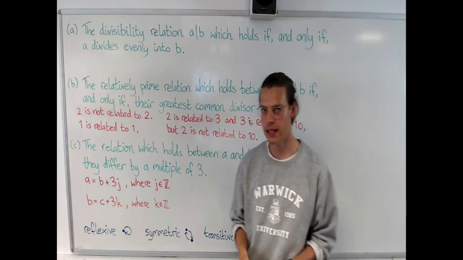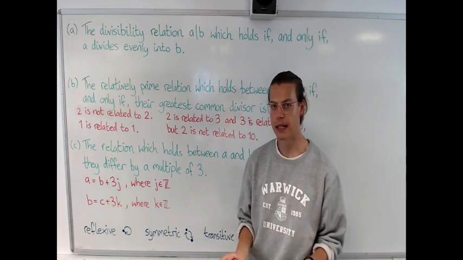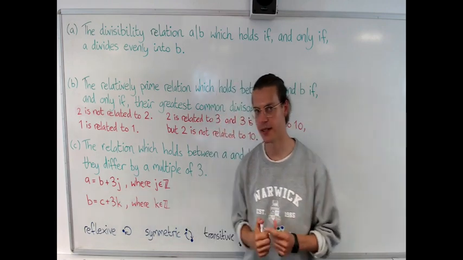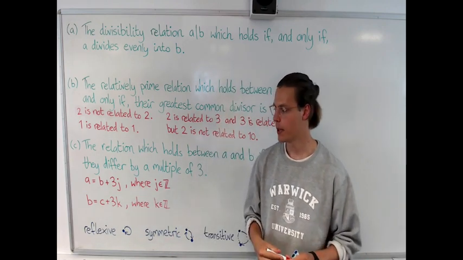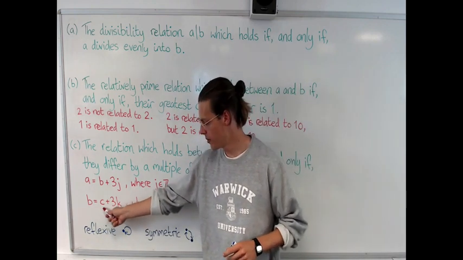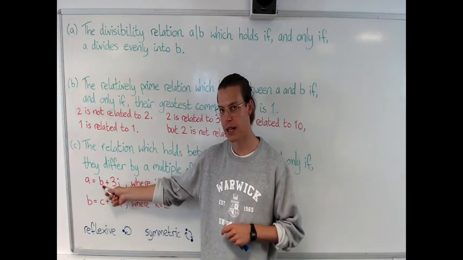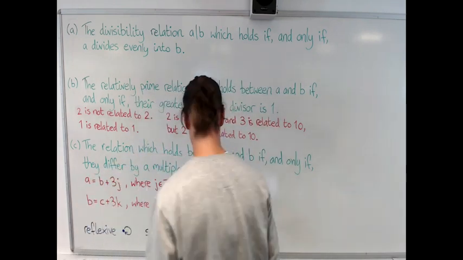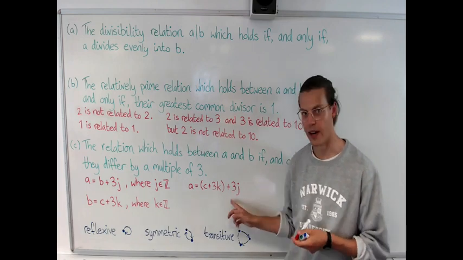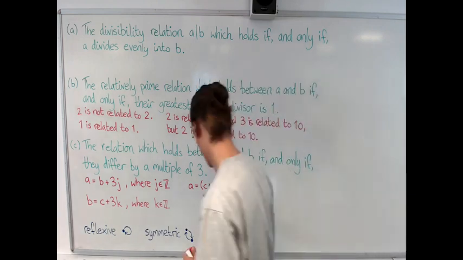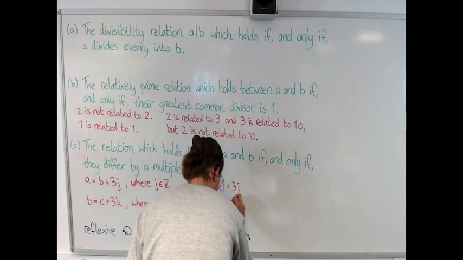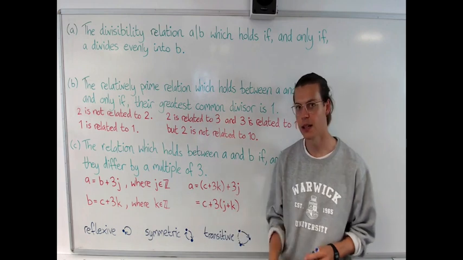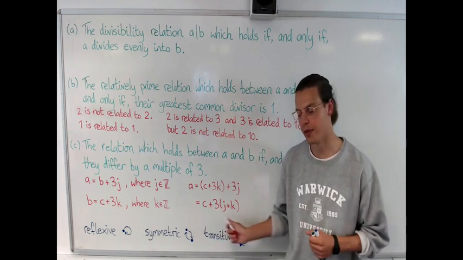Okay, so if A is related to B and B is related to C, then these two equations hold. But now we can substitute this for B in our first equation, and rearrange the right-hand side a little bit. And we get this. A is equal to C plus some multiple of 3.